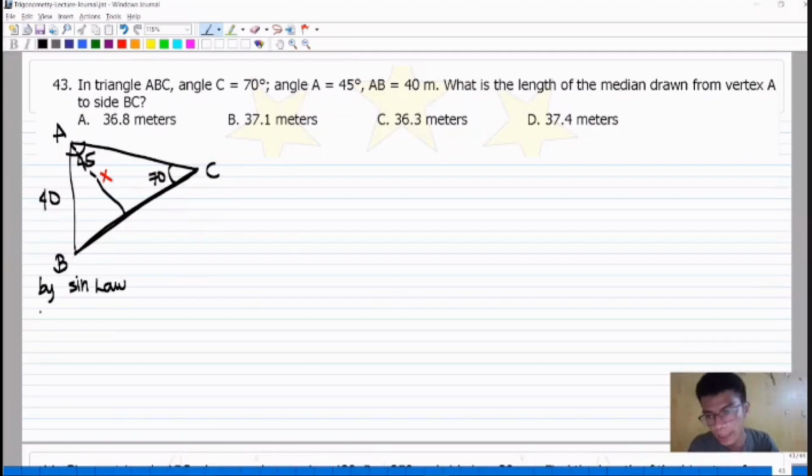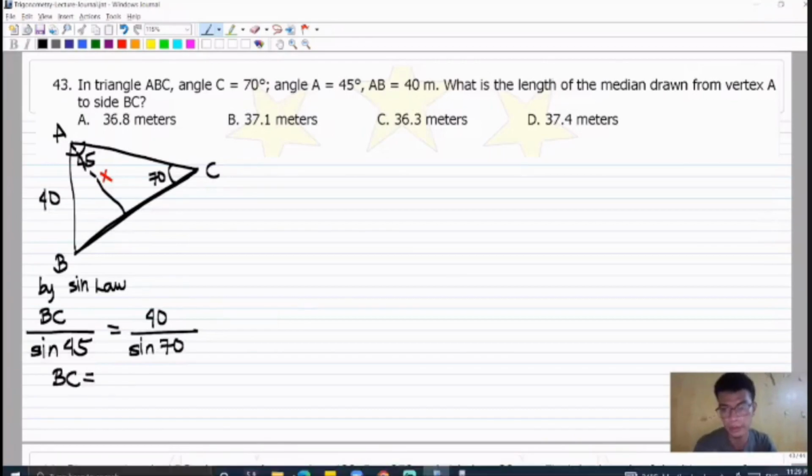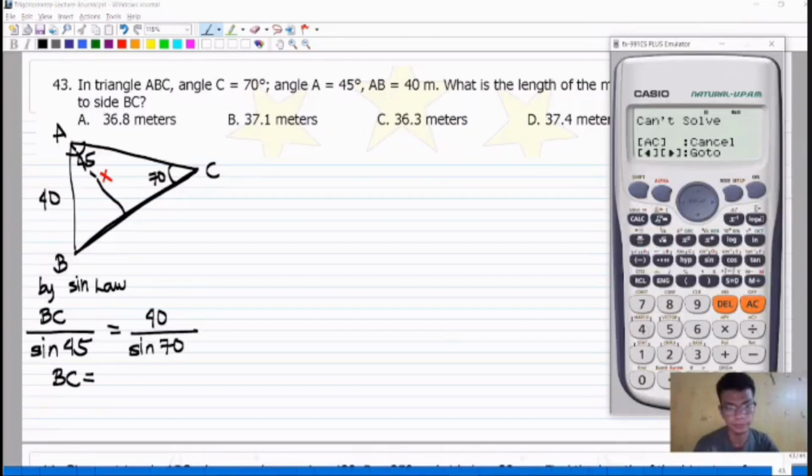So, by sine law, di ba? Yung BC, which is yung side natin, over sine ng opposite angle, which is 45, must be equal to 40 over the sine of its opposite angle, which is 70. So therefore, solving for BC, that is 40 sine 45 divided by sine 70.